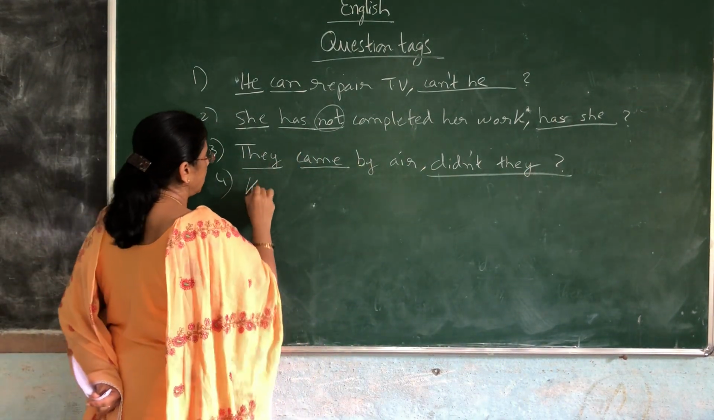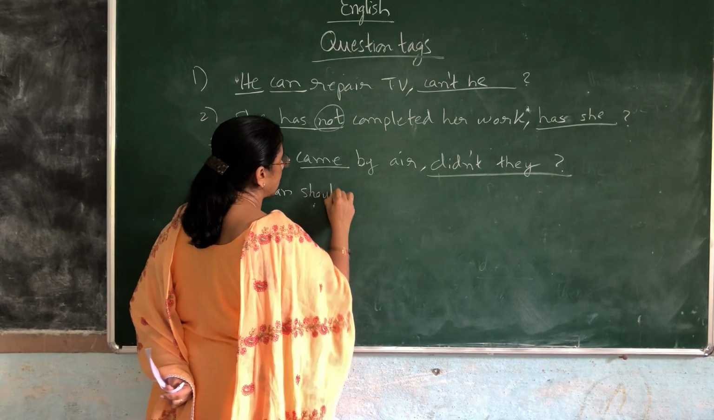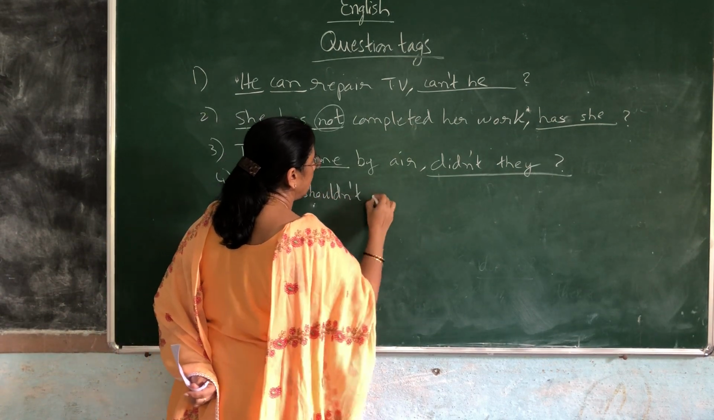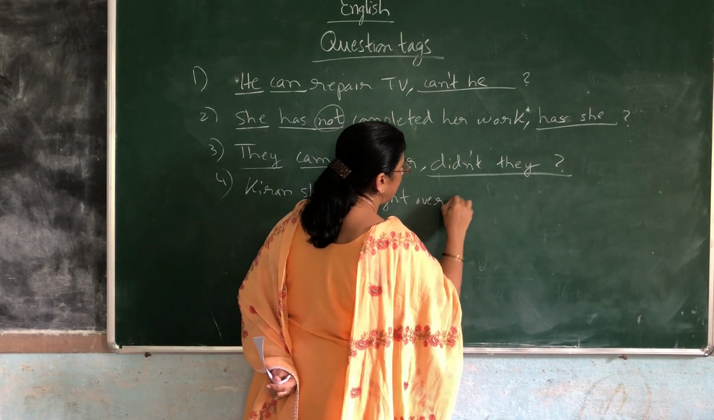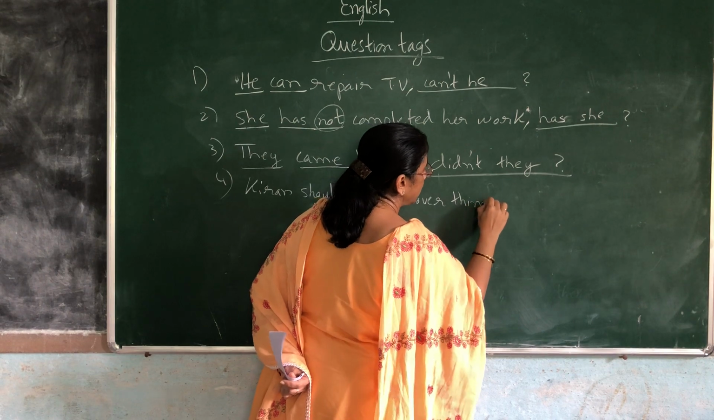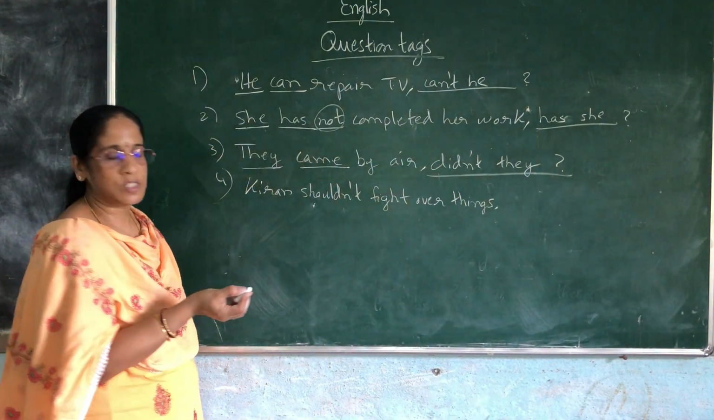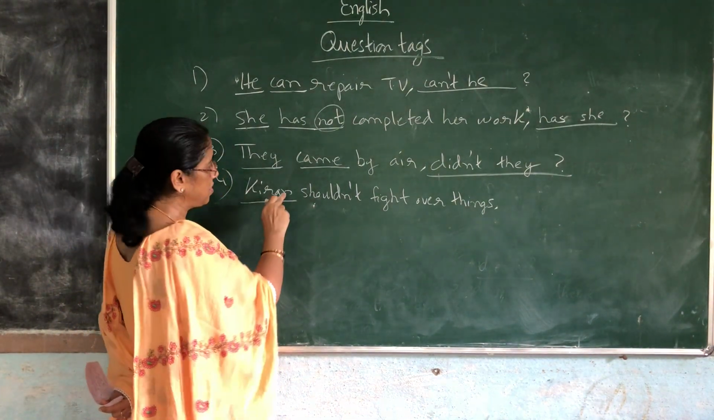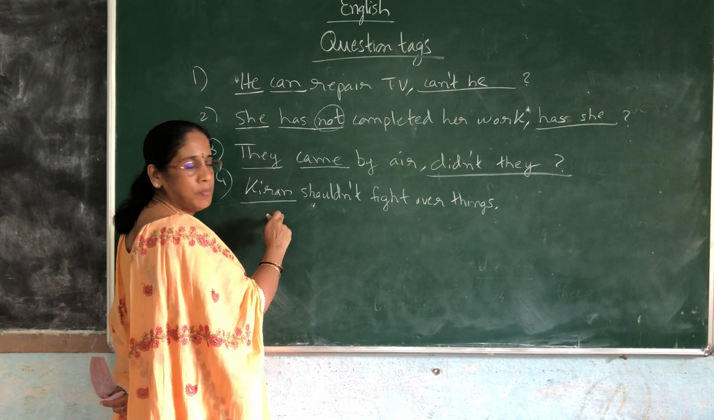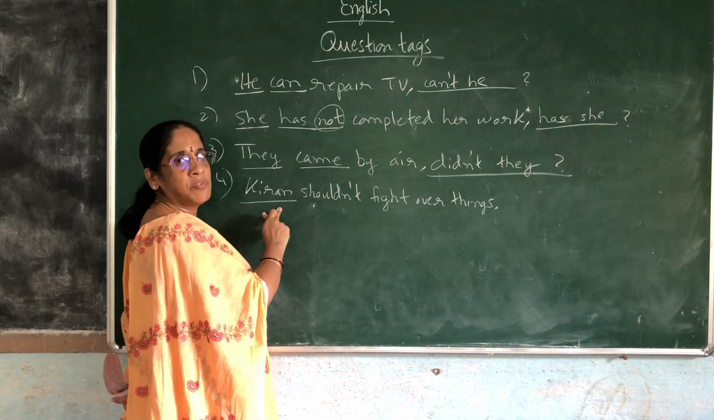Next one. Kiran shouldn't fight over things. That is, Kiran is having a habit of fighting for everything. So someone is saying that we should not fight like that. So what are the words which are used? Either a pronoun will be there or a noun will be there. This is a noun, a boy's name. Okay. So what should you do for the pronoun here? Boy or girl, you can take one. Kiran may be the name of a girl or a boy.